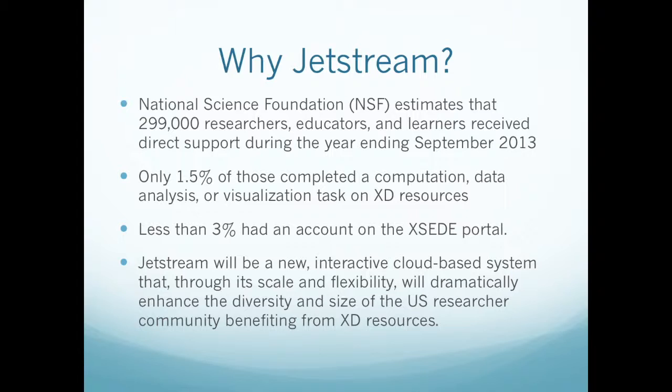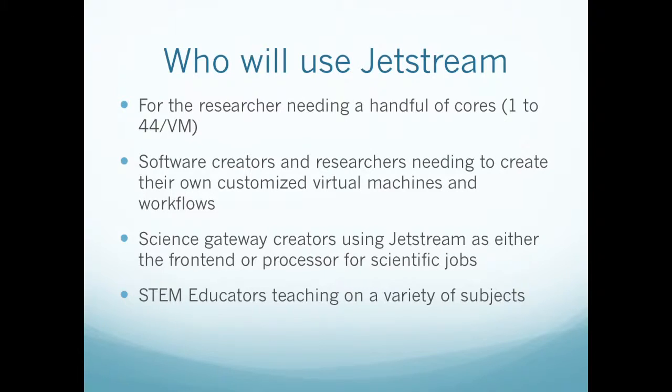About 300,000 researchers have used the resource, but only about 1.5% are using it among all the possible researchers. So Jetstream will be a new interactive cloud-based system that, through its scale and flexibility, will dramatically enhance the diversity and size of the US researcher community benefiting from the XSEDE resources. You can create VMs of any size, from 1 to 44 cores, out of your own, or just make use of the available images from the library.